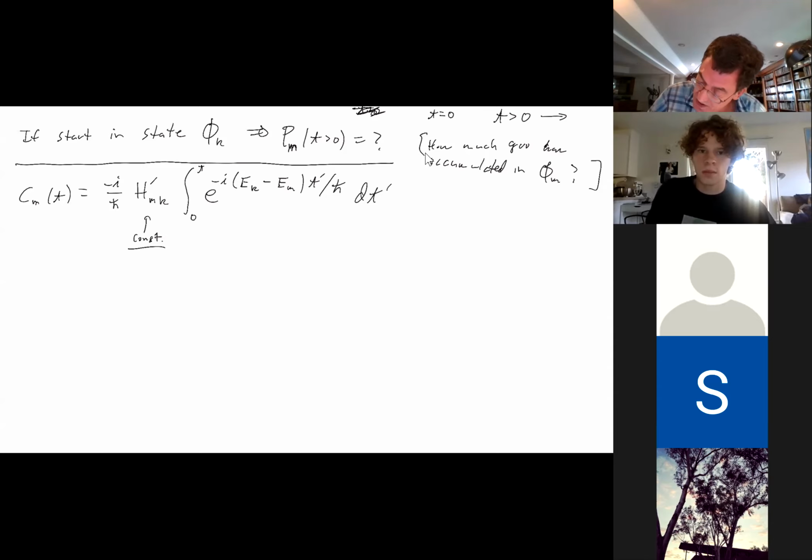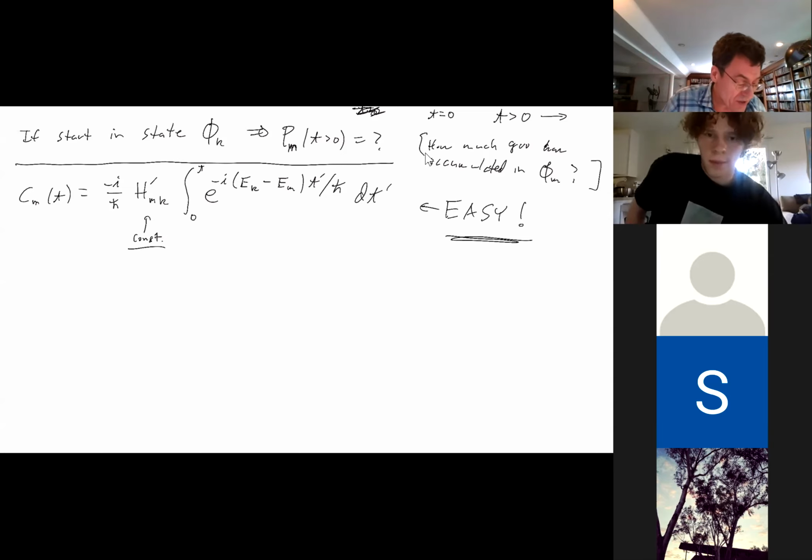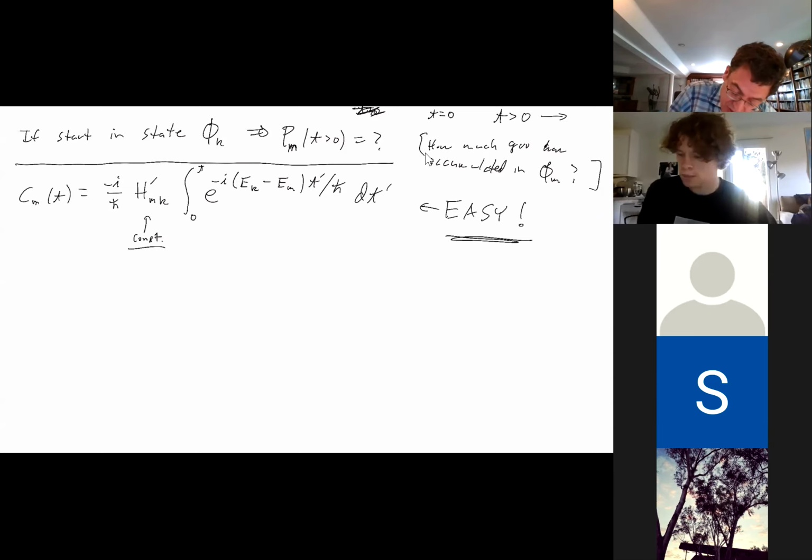And this is an exponent, so this is an easy integral. We don't even need Mathematica for this. You guys should all know how to do an integral of an exponent. It's the easiest integral other than a polynomial. And so we can actually do this integral. Let's solve it.